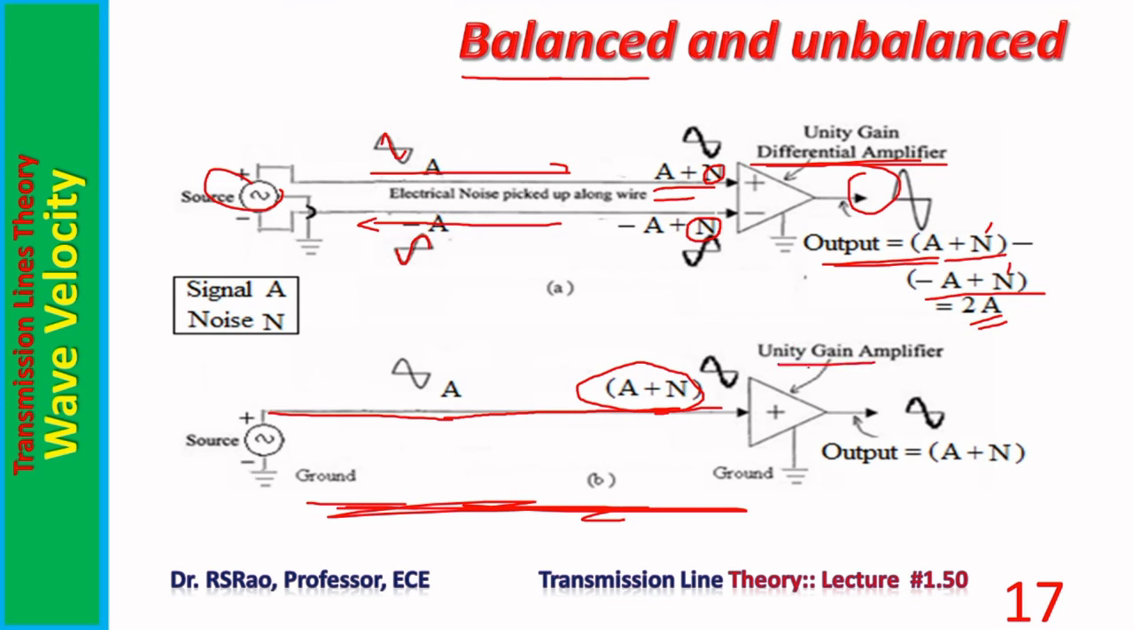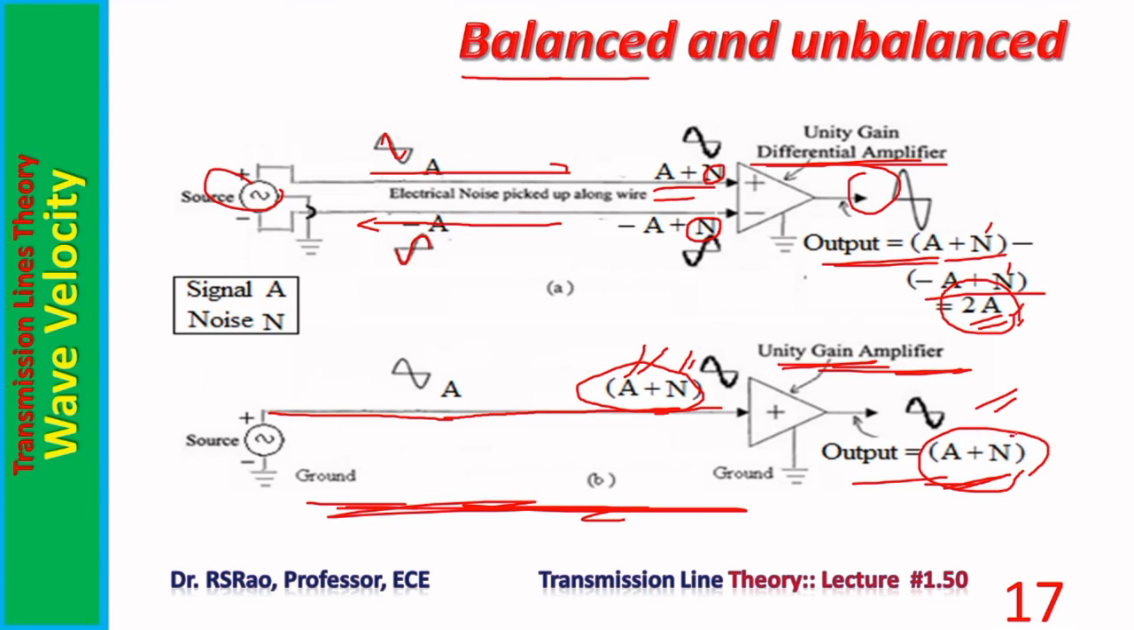Here there is no differential amplifier. It is a unity gain amplifier. So while passing through, the signal gets unity gain, so of course no amplification. Both signal and noise pass through the amplifier and come out. Now the output is signal plus noise. At least theoretically, here it is only signal, but here it is signal plus noise. Whatever is attached while traveling through the line, that noise remains there.